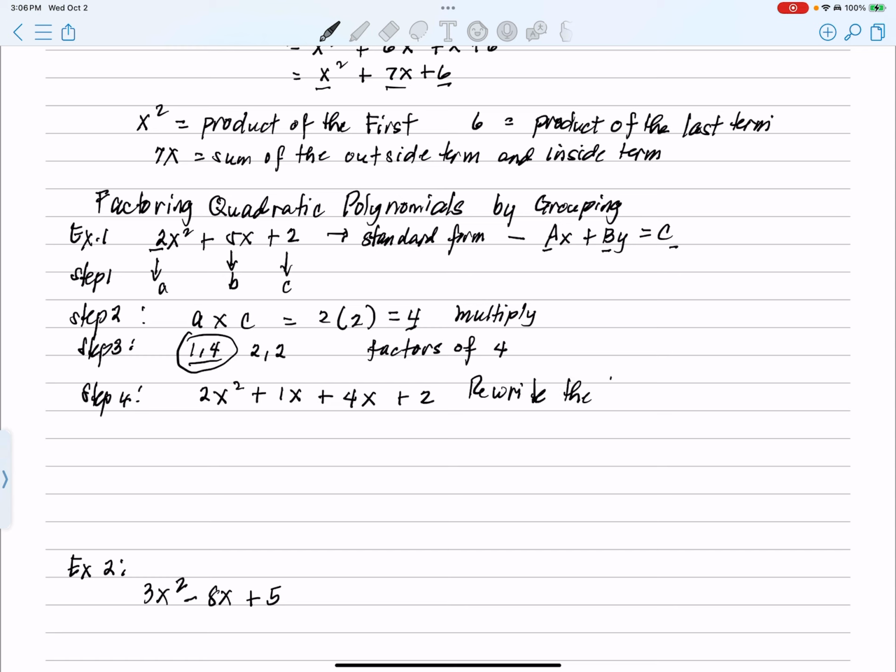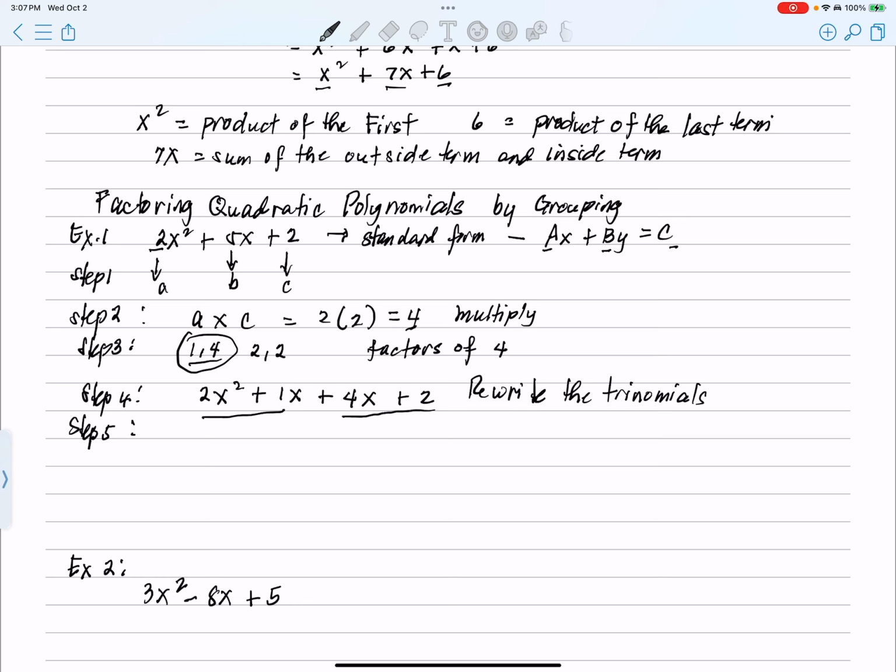I am rewriting the trinomials into 4 terms. So there are 4 terms now. Let's simplify. Step 5. Let's do the grouping. Since it's 4 terms, we can group 2x squared plus x and 4x plus 2.